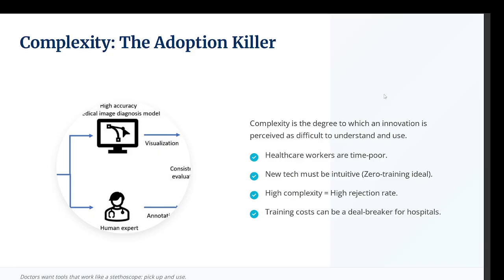Compatibility. The second attribute is compatibility, which refers to how well an innovation aligns with the values, beliefs, experiences, organizational culture, and existing workflows of potential adopters. Innovations that fit naturally into established clinical practice are generally adopted much more than those requiring major behavioral or organizational changes. For example, a digital health application integrated seamlessly with an existing electronic medical record is far more likely to be accepted by healthcare professionals.